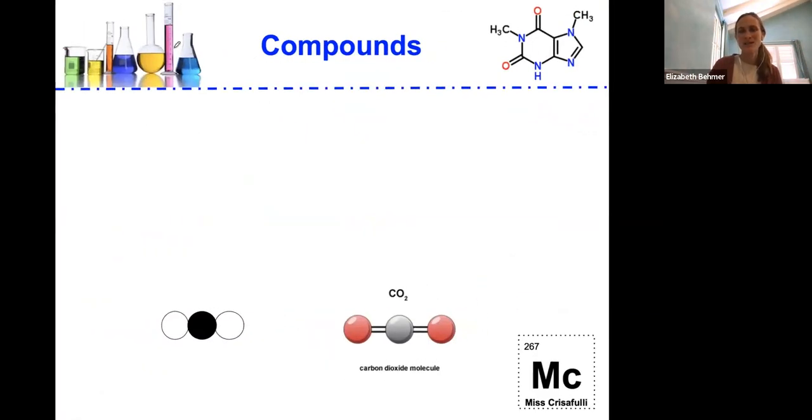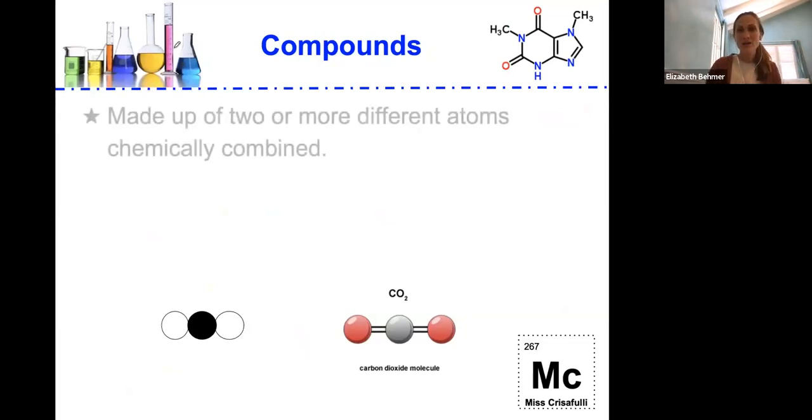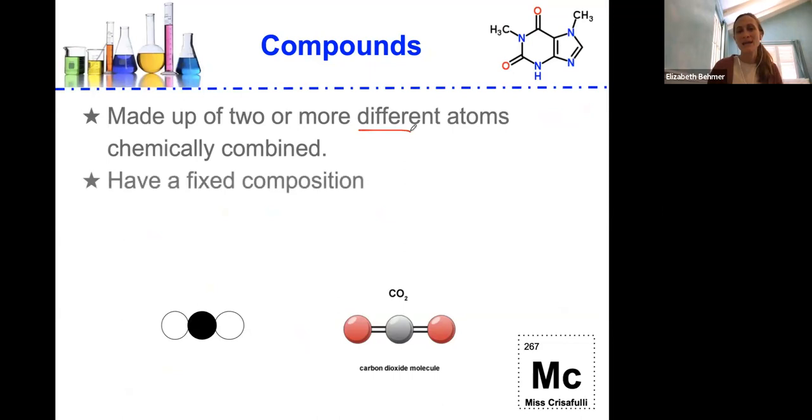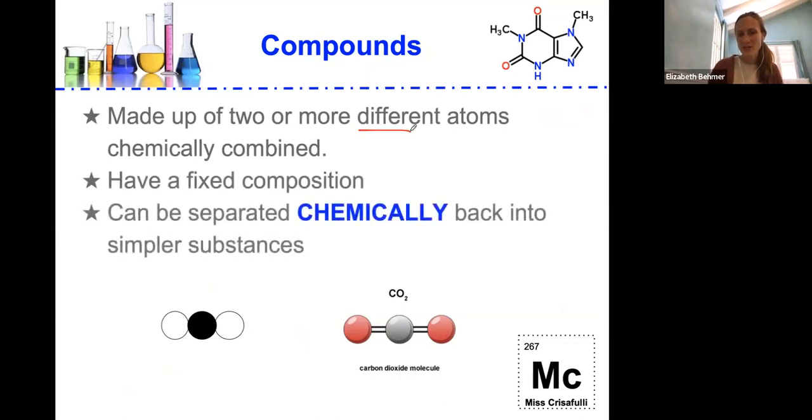All right, so then we talked about elements, monatomic and diatomic elements. Let's talk about compounds. Compounds are made up of 2 or more different atoms chemically combined. They have a fixed composition, and they can be separated, usually via a chemical process, back into simpler substances.